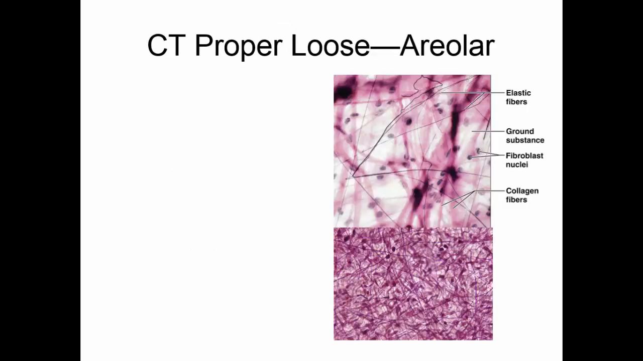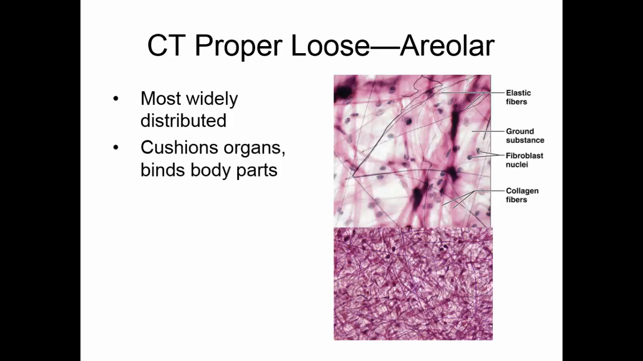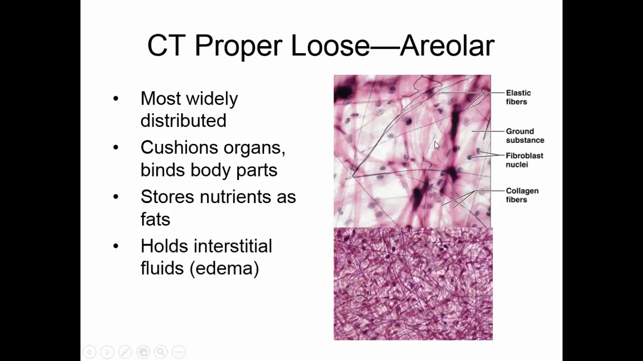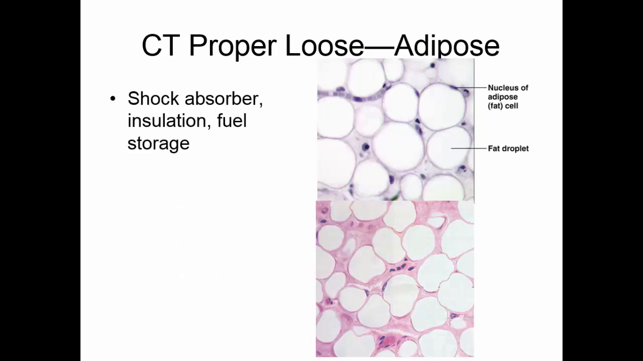As we look at the areolar tissue, this is the most widely distributed tissue in the body. It helps cushion organs, it binds body parts together. It also has a lot of space and can store nutrients. This areolar tissue has some very light elastic fibers, as well as a few very tiny, thin collagen fibers. So it has some give to it, and it has some strength to it. It also is capable of holding a lot of fluid, and if extra interstitial fluid collects in this space, we have something called edema.